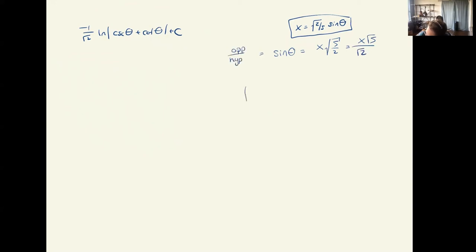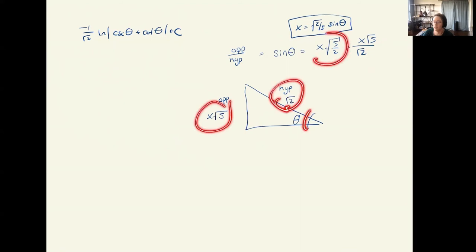So I'm going to draw my right triangle. I'm going to give one of its acute angles measure theta. My opposite side is here. My hypotenuse is here. And since sine of theta should be x root 5 over root 2, I'm going to put x root 5 in my opposite slot and root 2 in my hypotenuse slot. So now this is an angle whose sine is this divided by that, which is exactly what we're looking for.